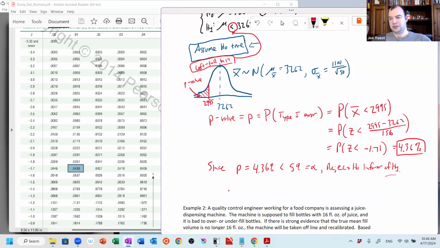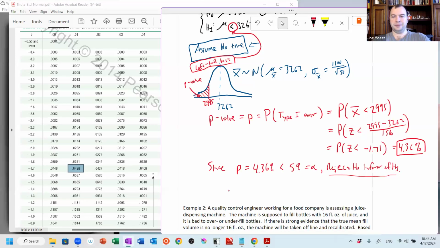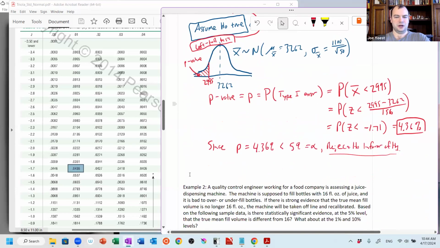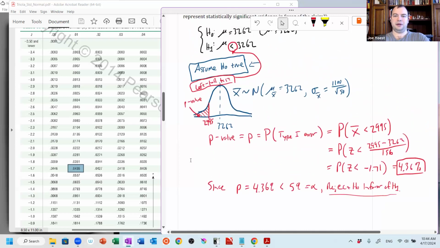So one way of saying this is I reject H naught in favor of H1. Another way of saying it is something like the sample that we obtained represents statistically significant evidence in favor of H1. Or we simply could say, therefore, we can make the claim at the 5% level. So those would all be pretty similar ways of saying basically the same thing.